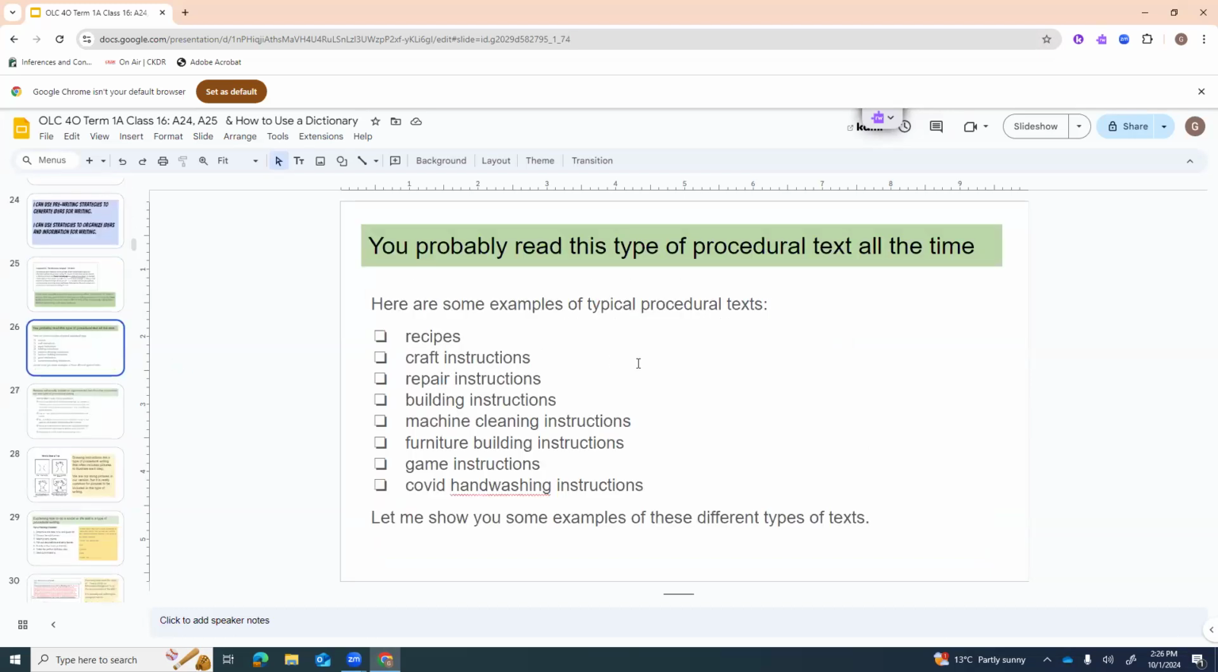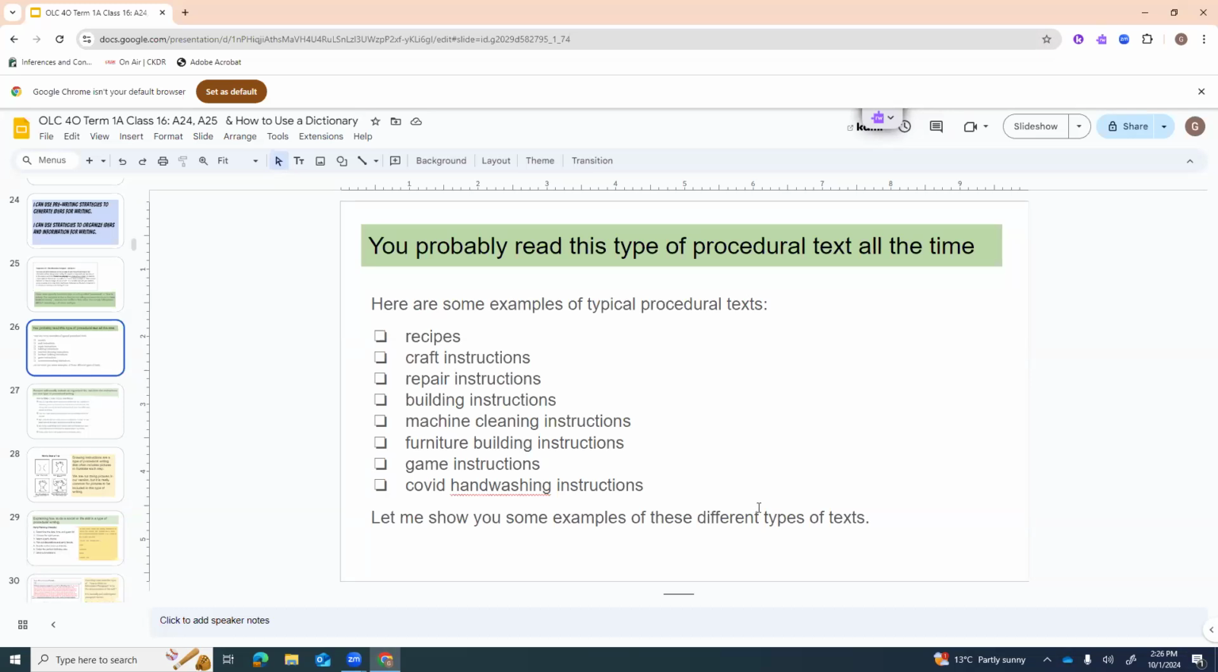So you've probably read this type of procedural text all the time. It's really common. Some examples of typical procedural texts are things like recipes, craft instructions, repair instructions, building instructions, like, you get a new shelf and it tells you how to build it, machine cleaning instructions, furniture building instructions, game instructions, COVID hand washing instructions.